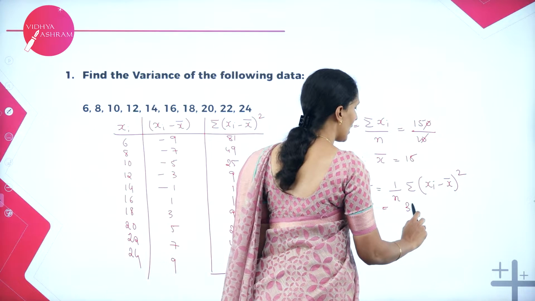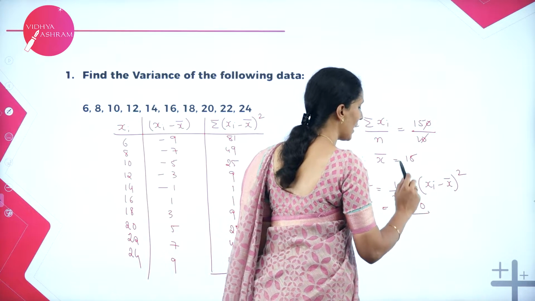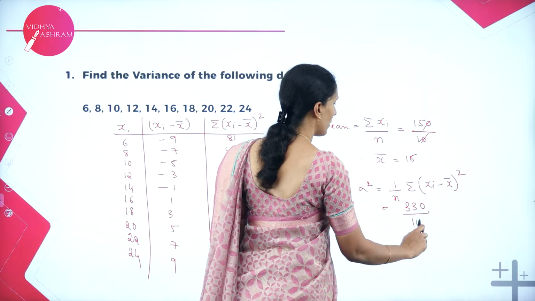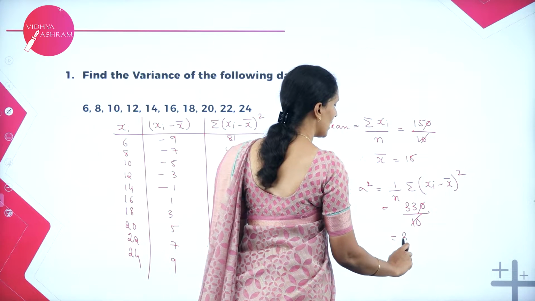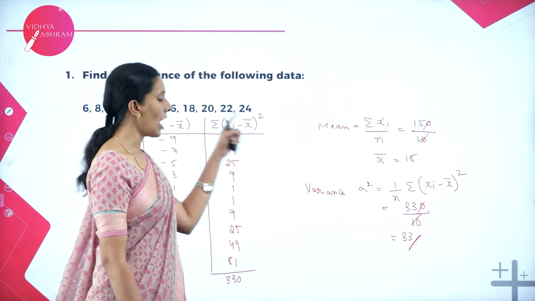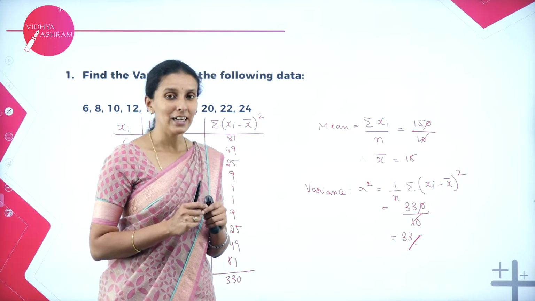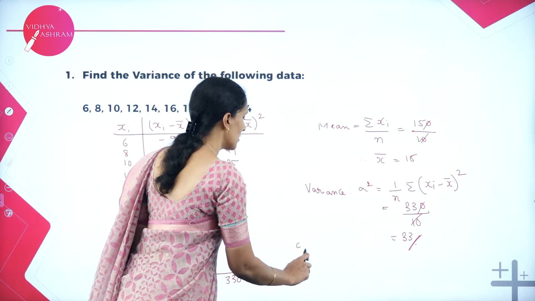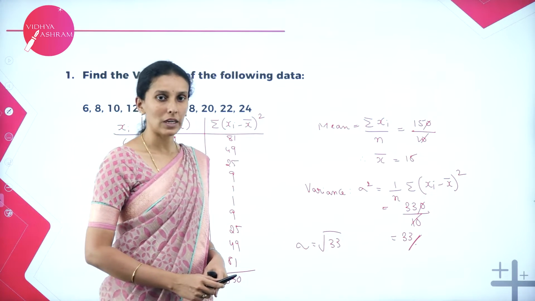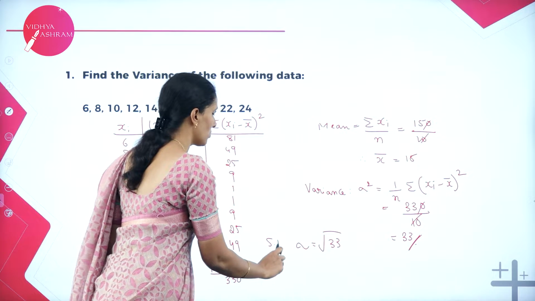So that is 330 divided by n. What is the value of n? We have 10 scores. So when you divide it, you will get the value as 33. This is how we will find the variance of a given ungrouped data. If you want the standard deviation, it is the square root of 33. Whatever value you get as the square root of 33, that is your standard deviation.